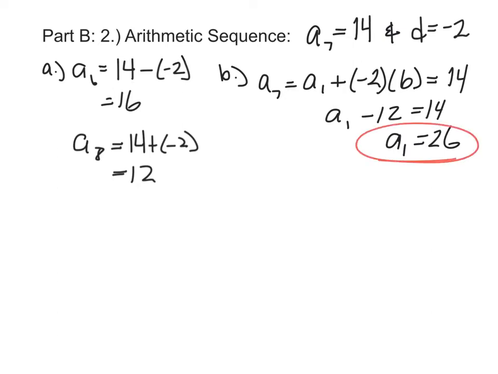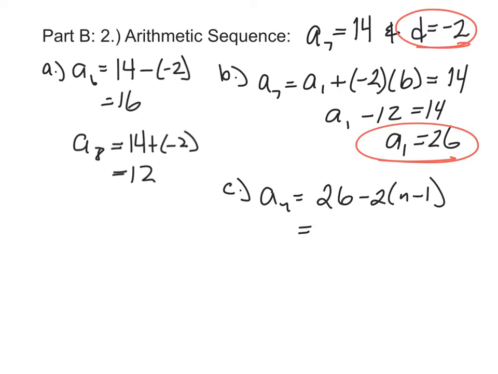Now that we know what the first term is, as well as the common difference, we can come up with an expression for the nth term. And that will be 26 minus 2 times n minus 1. We can simplify that a little bit. It will be minus 2n plus 2, which is 28 minus 2n.